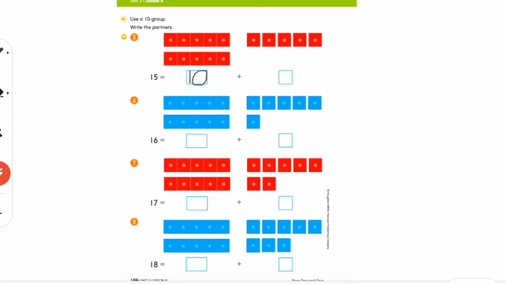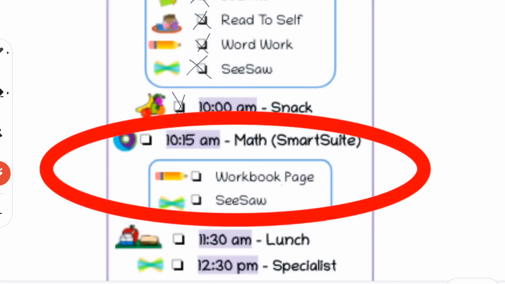Make sure none of your numbers are backwards and then grab out that checklist. You should have completed all of your learning path activities, had a yummy snack. Now you can put a big X mark on the Math Smart Suite. Check. After you finish your math workbook page, go ahead and make your X.